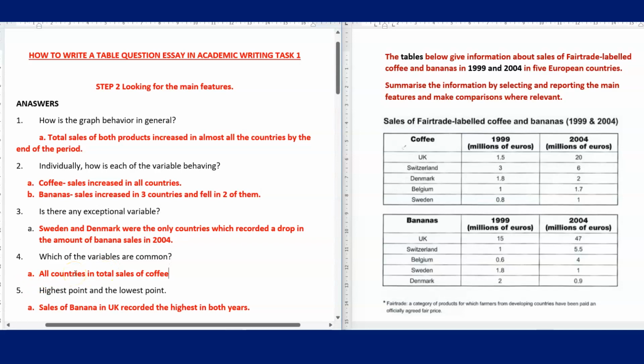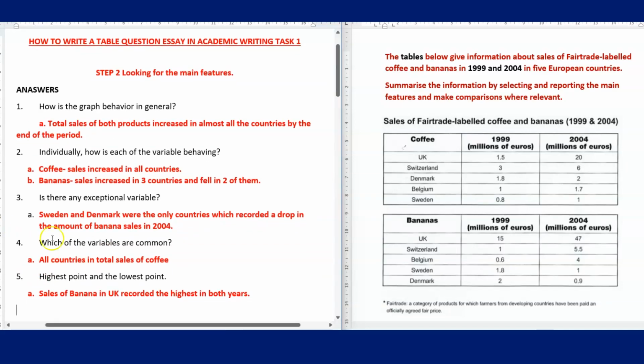And also, if we take the next question, it is about which of the variables are common, and we know that in all the countries, the total sales of coffee were rising, so all of them were common. So when we take coffee, all of them increased. Even in banana, we saw that most of them increased, but the most common variable is that of the coffee. They all increased in sales. All the countries that bought coffee increased in the amount they used.